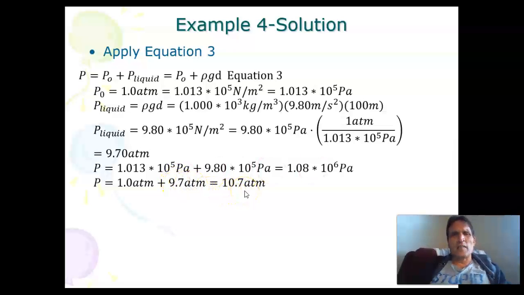So what this means is that the pressure on the lungs of a diver at a depth of 100 meters, which is about 328 feet underwater, is 10.7 times greater than atmospheric pressure. And if you look, most of the contribution to the pressure on the diver is due to the water, and only a smaller contribution is due to the air above it. So this is one example of applying this equation of pressure with depth to calculate the pressure at any point in a liquid.